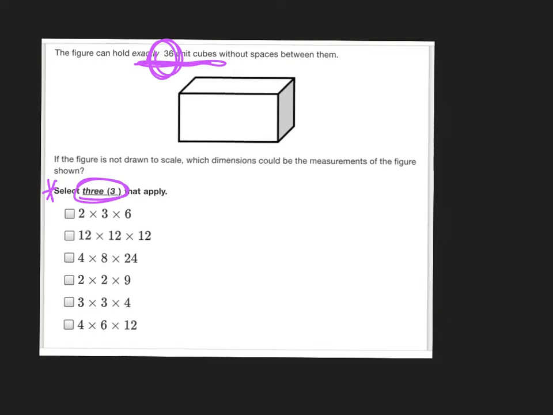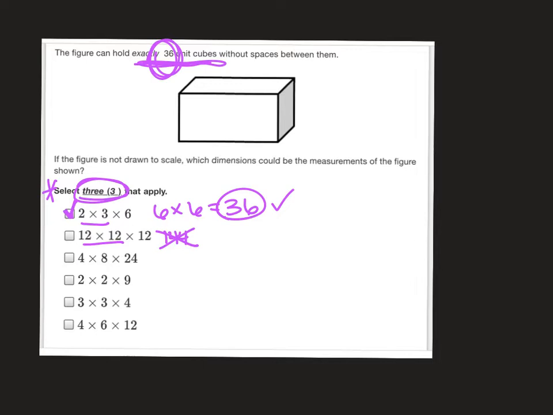So if I look at this first one right here, we'd say 2 times 3 is 6. 6 times 6 is 36. So that means that's one of my answers. So I can check that off. All right, the next one, when I'm going to try to multiply these first two, 12 times 12, that already gives me 144. So that tells me already not my answer.